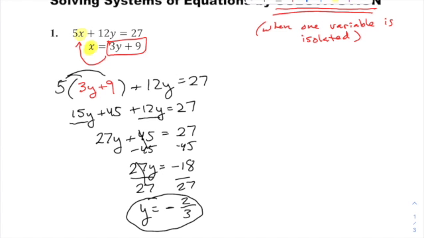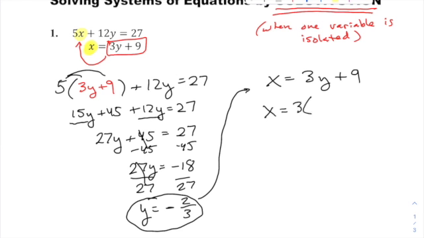I like to go into that one where the variable was already isolated. So that one, x equals 3y plus 9, because if you take that and plug it in here, the x is already solved for. You can just replace the y with negative 2/3, and then just simplify on the right side, and you've already solved for x. But it's fine if you plug it into the first one in place of y. You'll get the same answer.